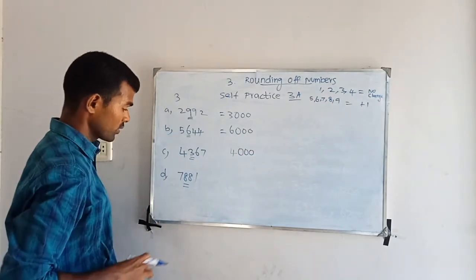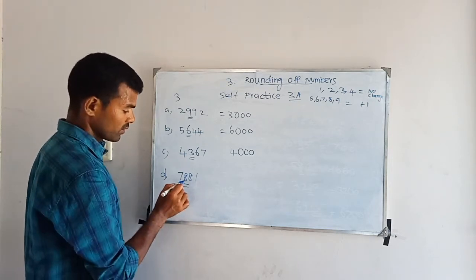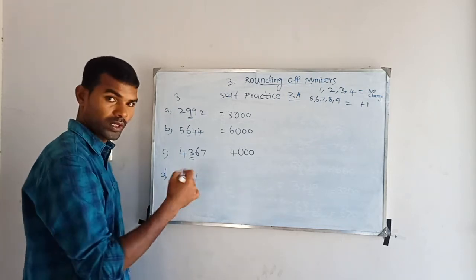Same number. Now see the last question. Here the given digit is 8. So with the thousands place, what will we change? Add plus 1: 7 plus 1 is 8.